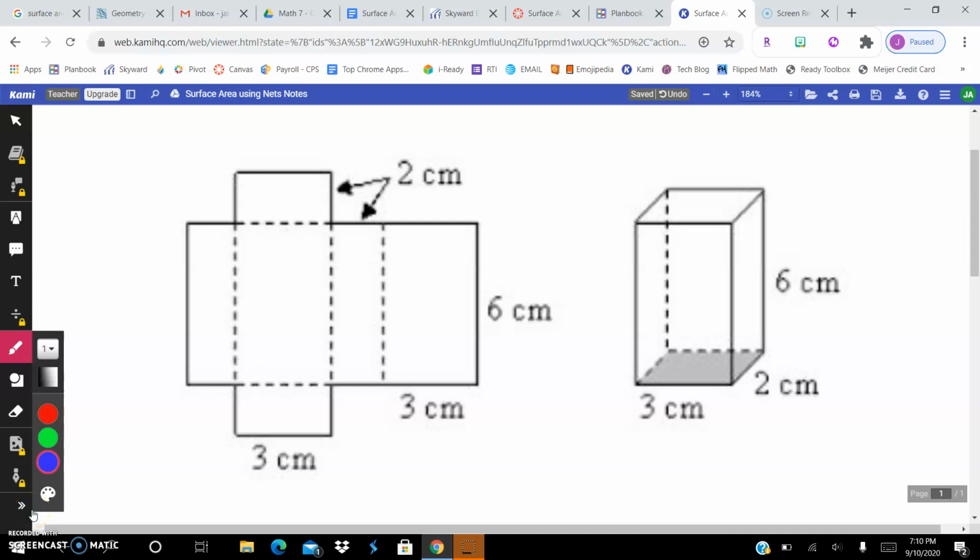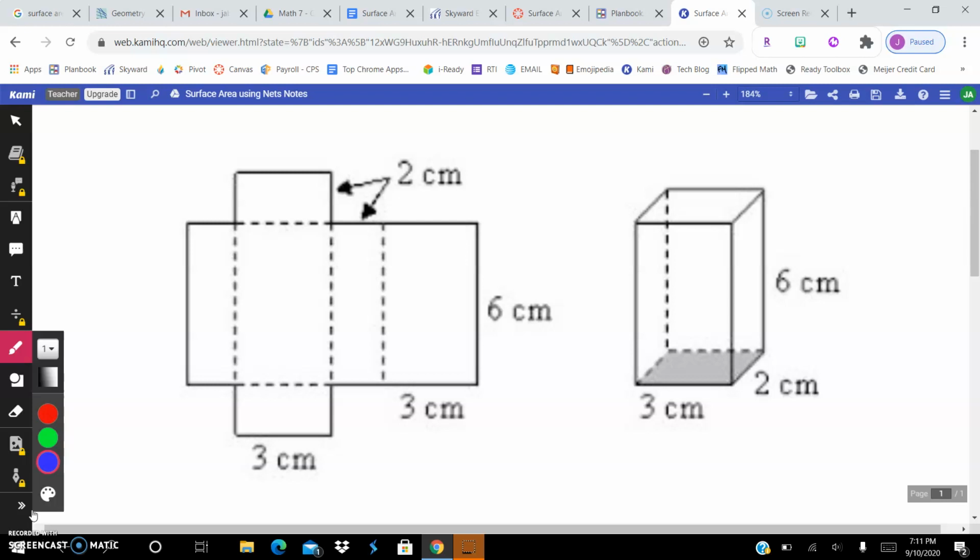Today's lesson is on finding surface area using nets. So we have this rectangular prism over here that the length, width, and height are labeled. And if we wanted to find the volume from yesterday's lesson, we would just multiply the three dimensions together. However, surface area isn't that easy. Surface area is finding the area of all of the sides of this prism and then adding them together.